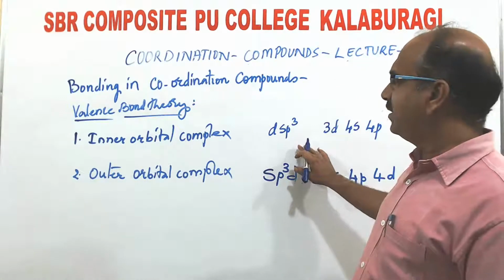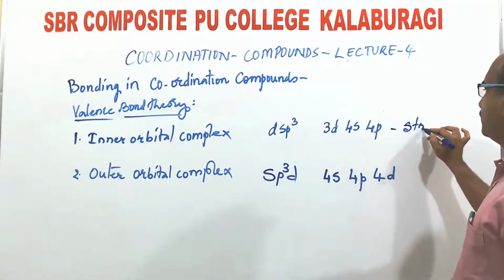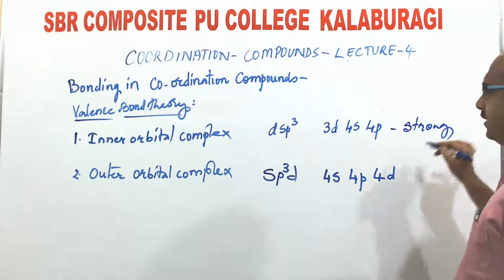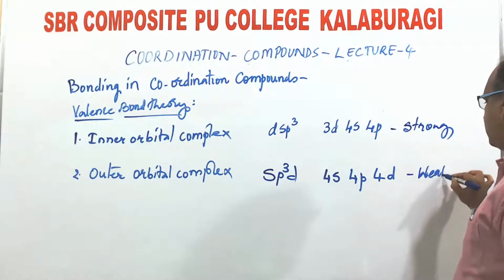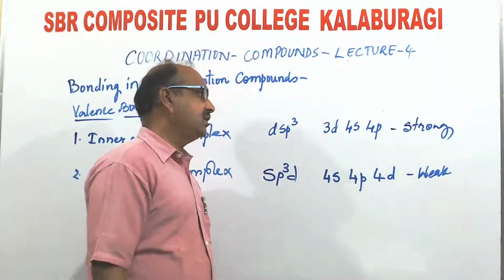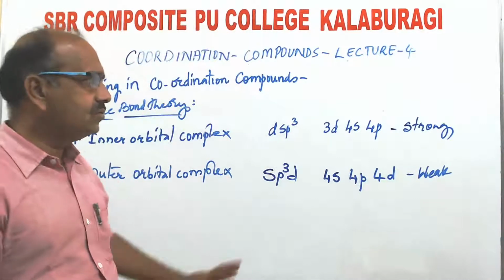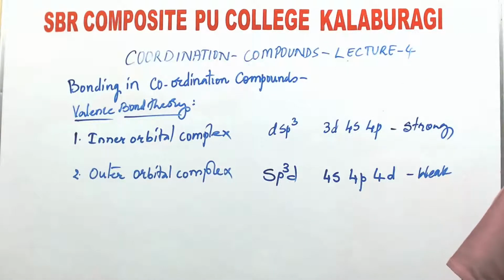So inner orbital complex usually forms for strong field ligands, and outer orbital complex for weak field ligands. Weak field ligands will form outer orbital complexes. Strong field ligands will usually form inner orbital complexes. Now let us take one example and understand this.